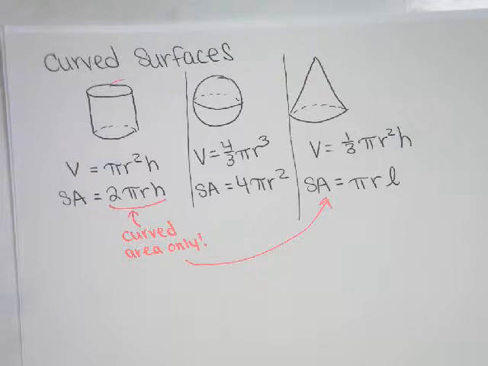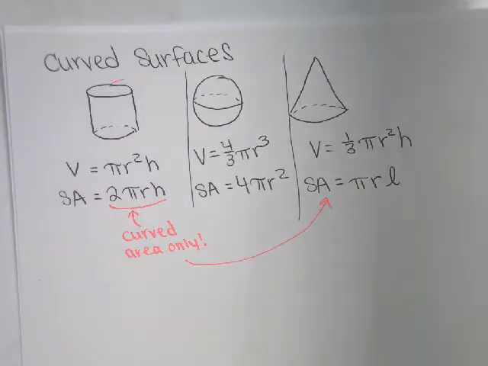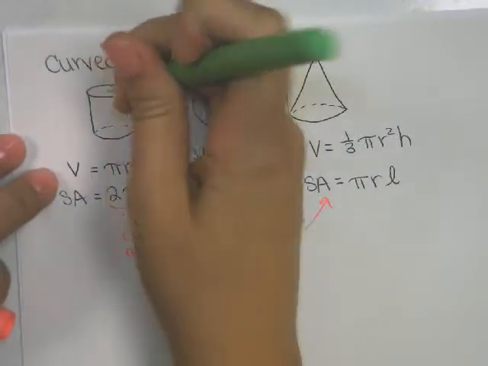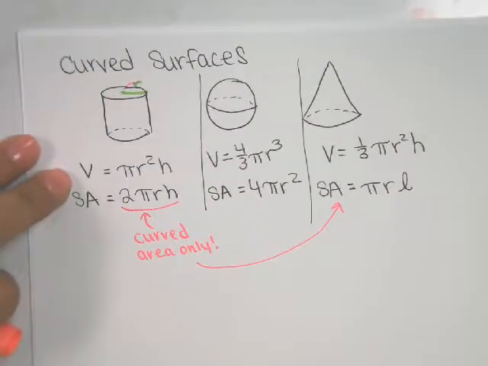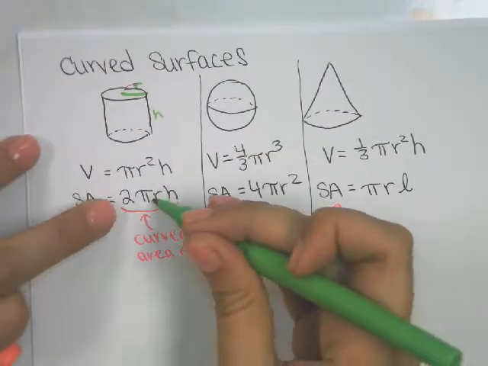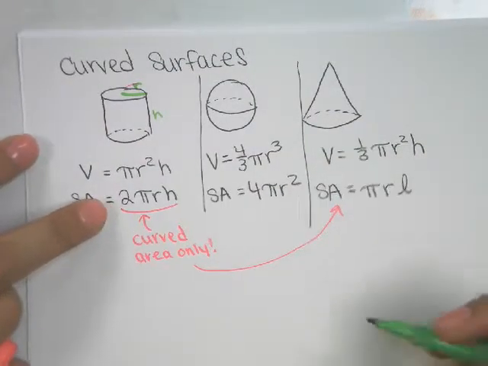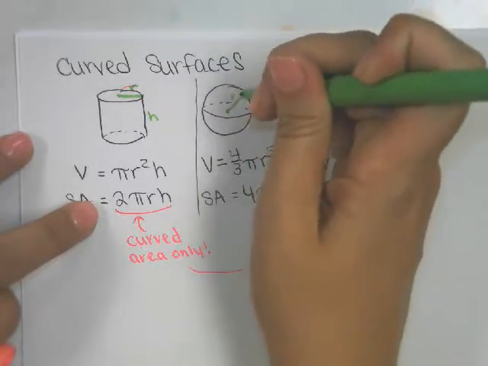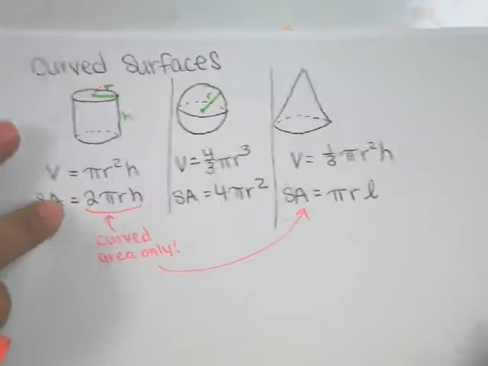I want to label these pictures so you know where these values would come from. So for your cylinder, this is your radius, halfway across the circle on the top or bottom. And this is your height. And that's all radius, height you need. For your sphere, the only thing you need is the radius. So from the center to the outside is your radius.